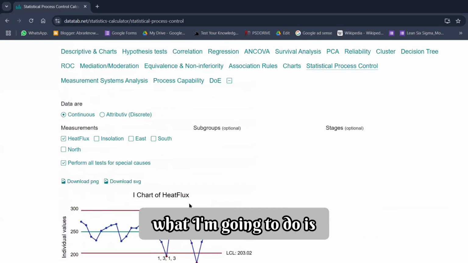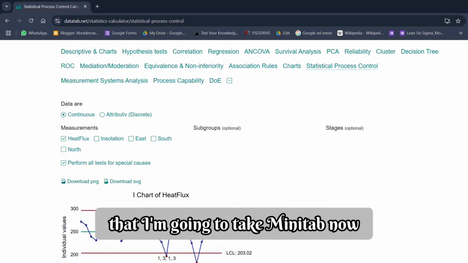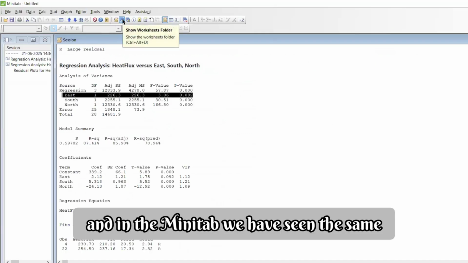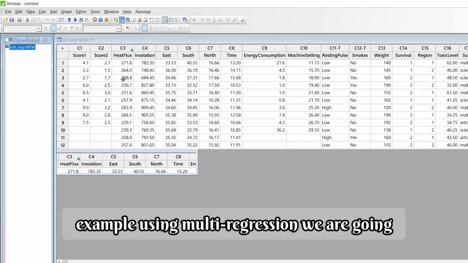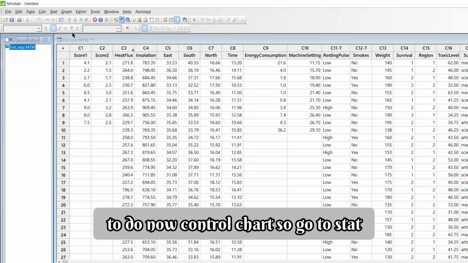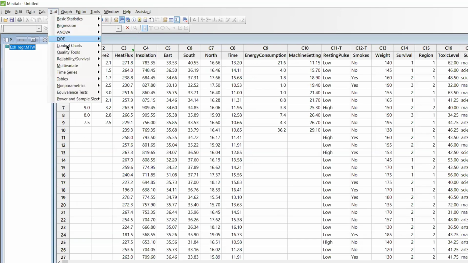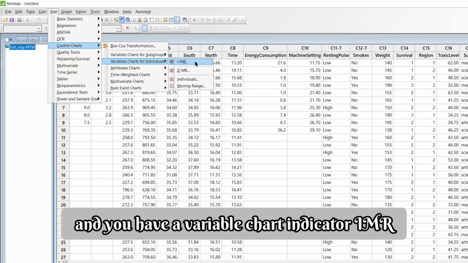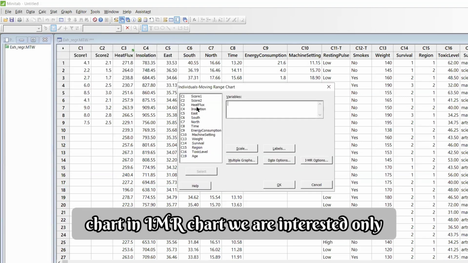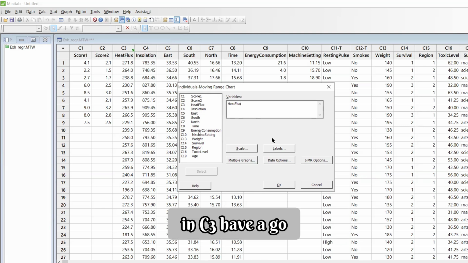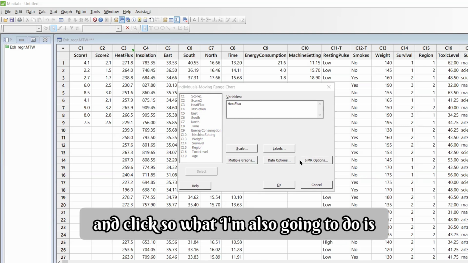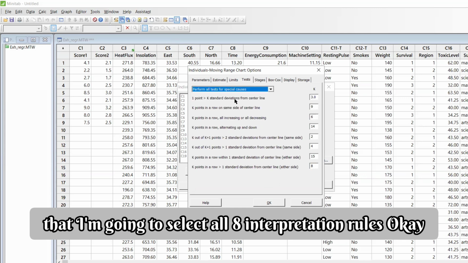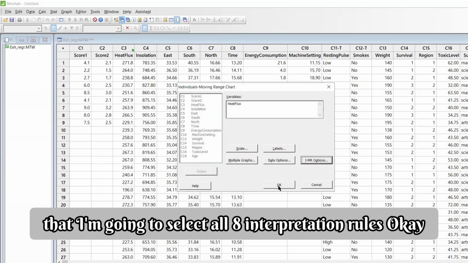What I'm going to do now is take Minitab. In Minitab we have seen the same example using multi-regression. We are going to do the control chart now. So go to Stat and go to Control Charts, and you have Variable Charts for Individuals, I-MR chart. In the I-MR chart we are interested only in C3. I will go and click. I'm also going to select all 8 interpretation rules.